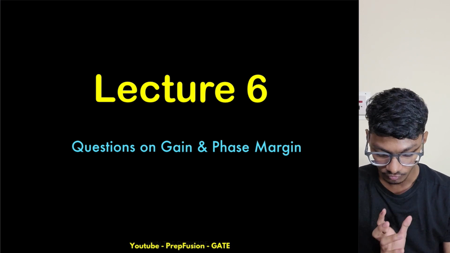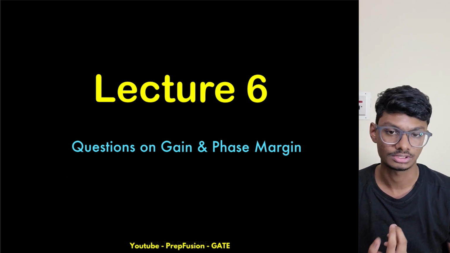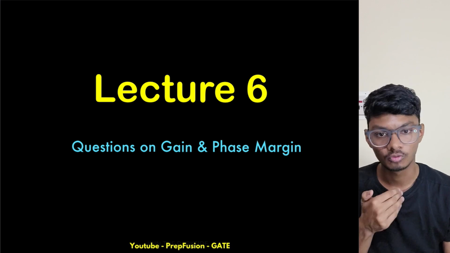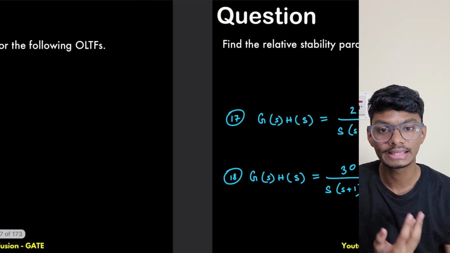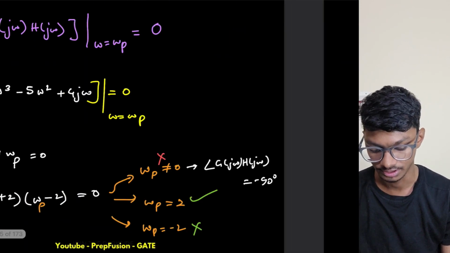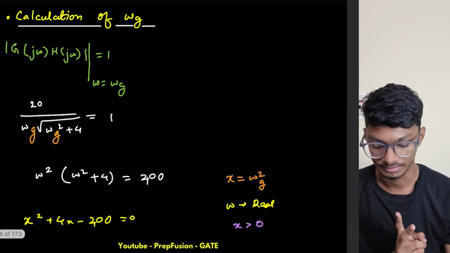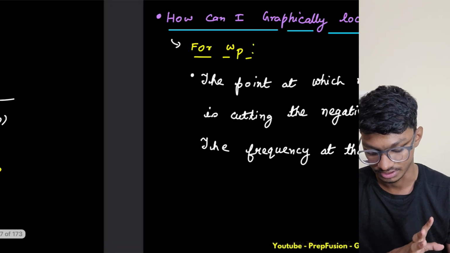So here, we'll do a few questions on gain and phase margin and other relative stability parameters, the questions that I gave you in homework. But before going to the questions, let's quickly recap what we did in the last lecture, lecture 5. Basically, I told you about two relative stability parameters, that is the gain margin and phase margin.